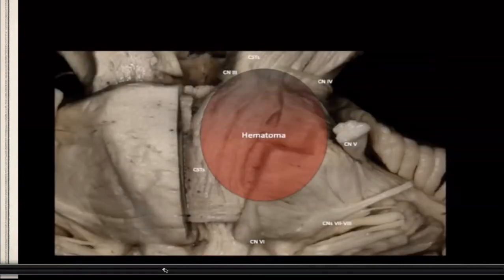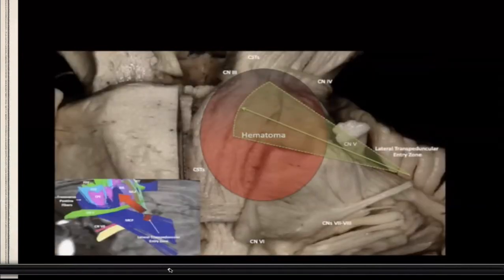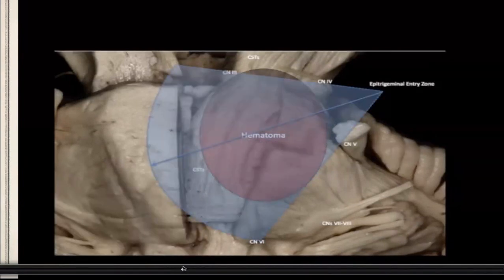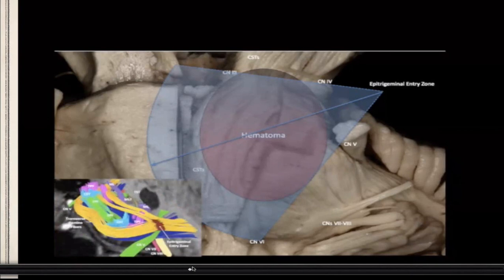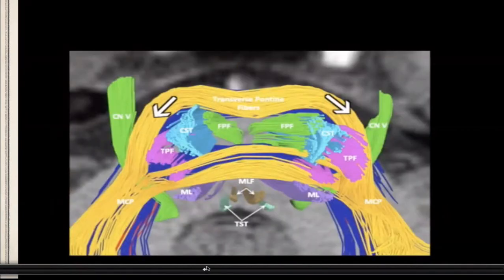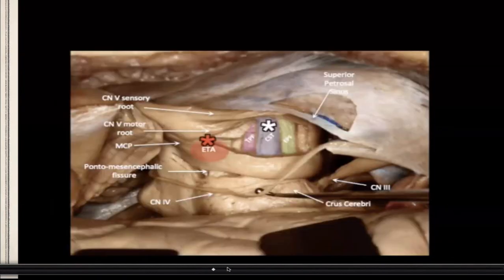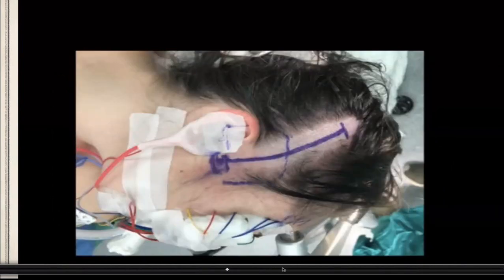So the hematoma is here. Should we come through the peduncle, or should we come subtemporal through the epitrigeminal entry zone? That's obviously the better approach. You can see the blue sector through the epitrigeminal entry zone, and those are the tracts, more anatomy, and that's a simple approach, very simple.